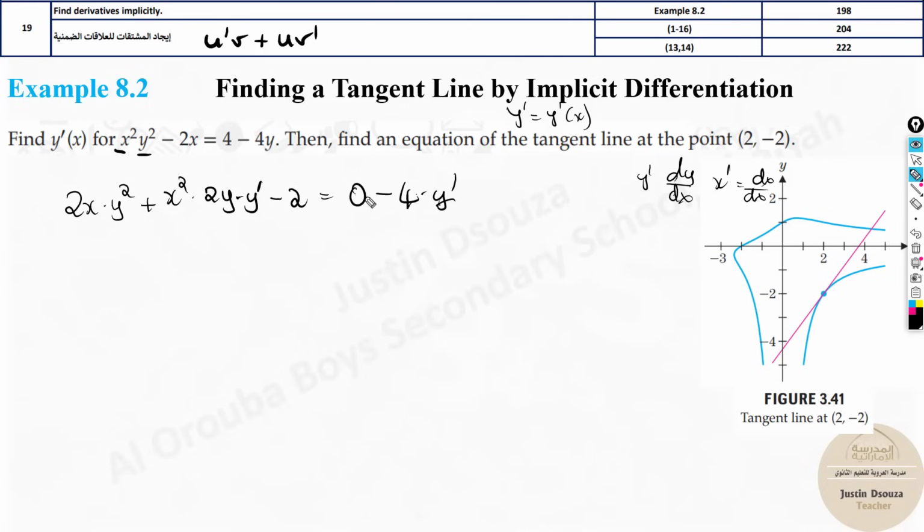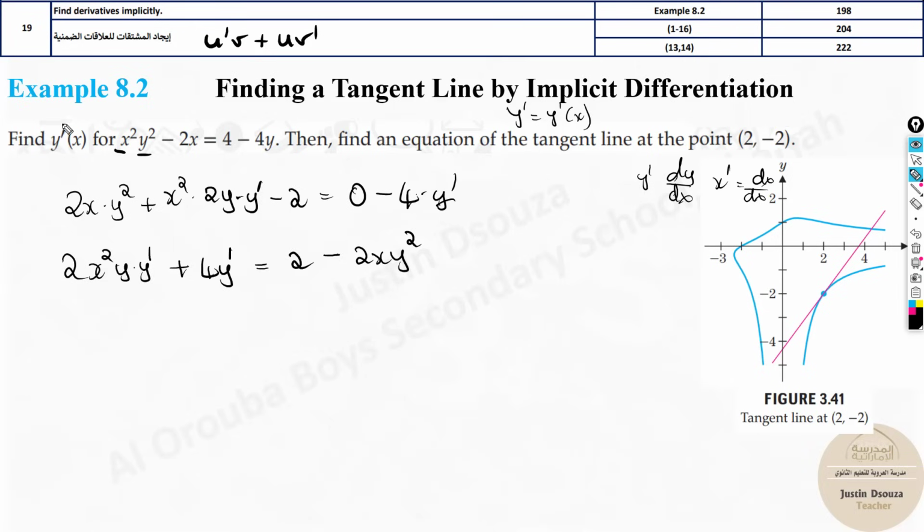Now, let's keep all the y dash terms on one side. This is positive, so I'll leave it over here. This negative 2x y squared, I'll take to the other side. Minus 4 times y dash, I'll bring to the other side. So it'll become x squared, I'll write 2 first, 2x squared y into y dash plus 4y dash. That's the derivative of y. And this 2 on the other side will be plus 2. And this will be minus 2xy squared.